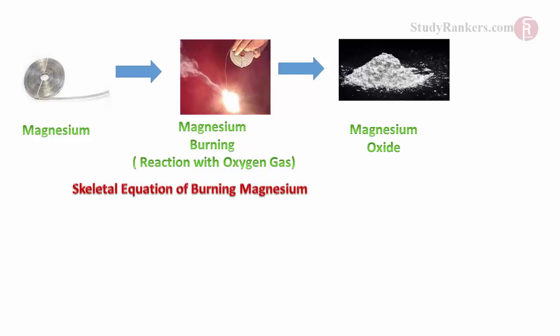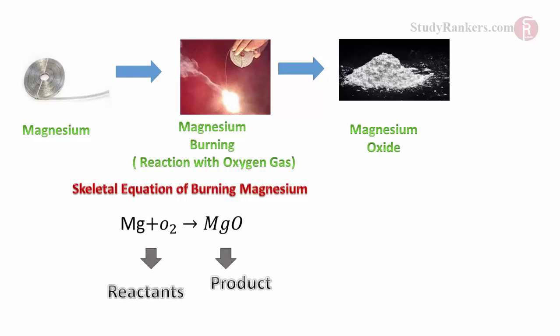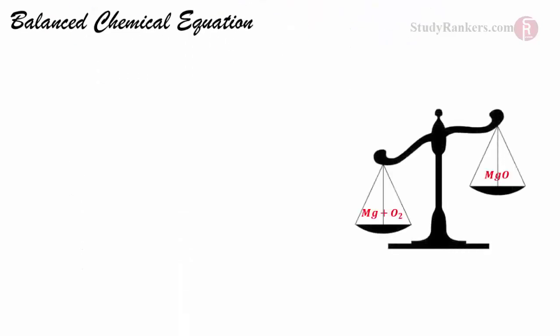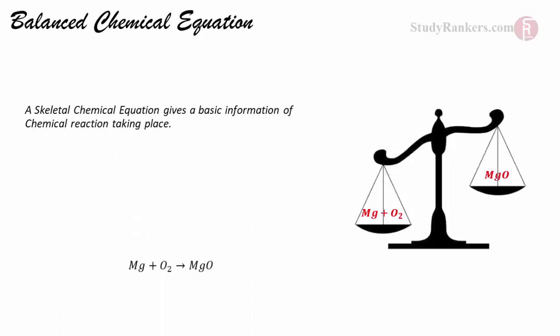First, we write the skeletal equation for the reaction. As we know, Mg is the symbol of magnesium and O2 is the symbol of oxygen gas. Both of them are reactants. The product of the reaction is magnesium oxide, MgO, a white powder. So this is a skeletal equation. But this is not a proper way to write a chemical equation.